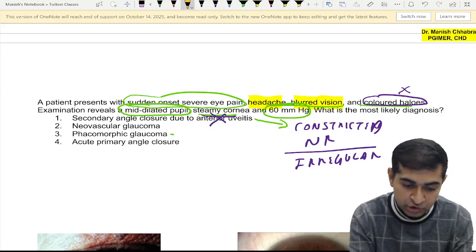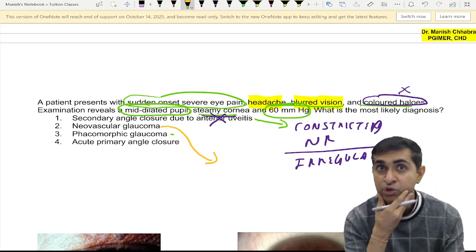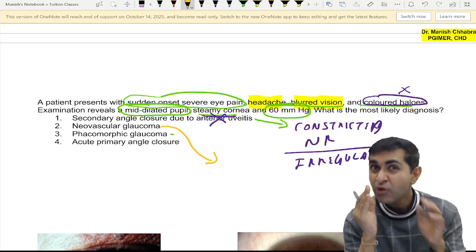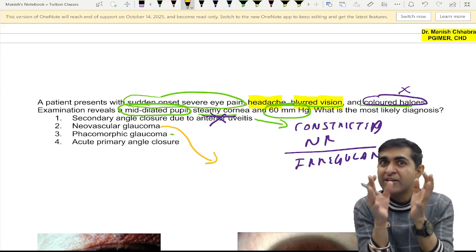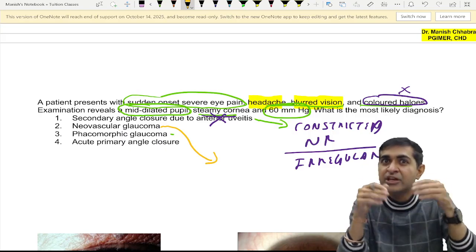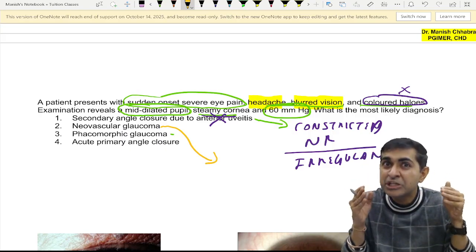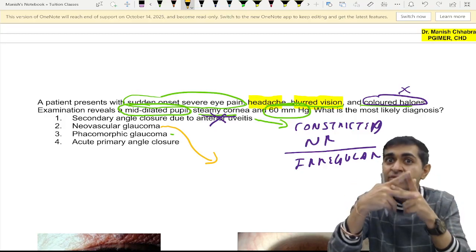Now coming over to your neovascular glaucoma. If we talk about neovascularization, what happens in neovascularization? There is a bunch of vessels present on the surface of the iris. There are bunches of vessels which may even go up to the angle of the anterior chamber.